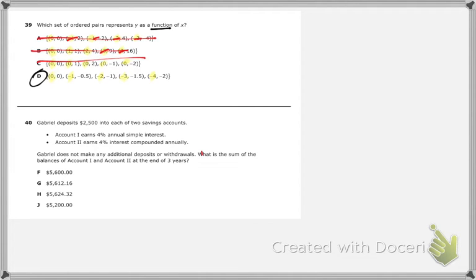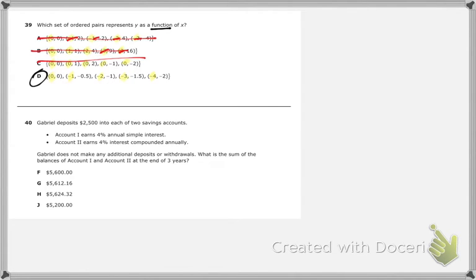40, it says Gabrielle deposits $2,500 into each of two savings accounts. Account 1 earns 4% simple interest, and account 2 earns 4% compound interest. Gabrielle does not make any additional deposits or withdrawals. What is the sum of the balances of account 1 and account 2 at the end of 3 years?